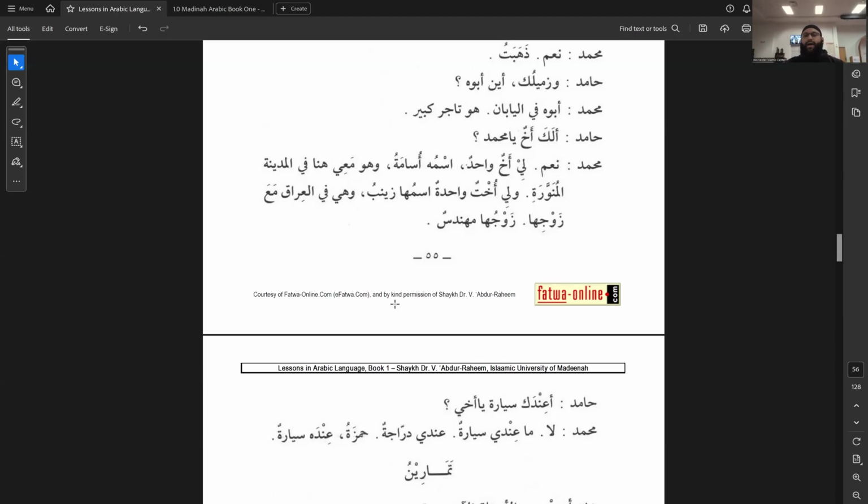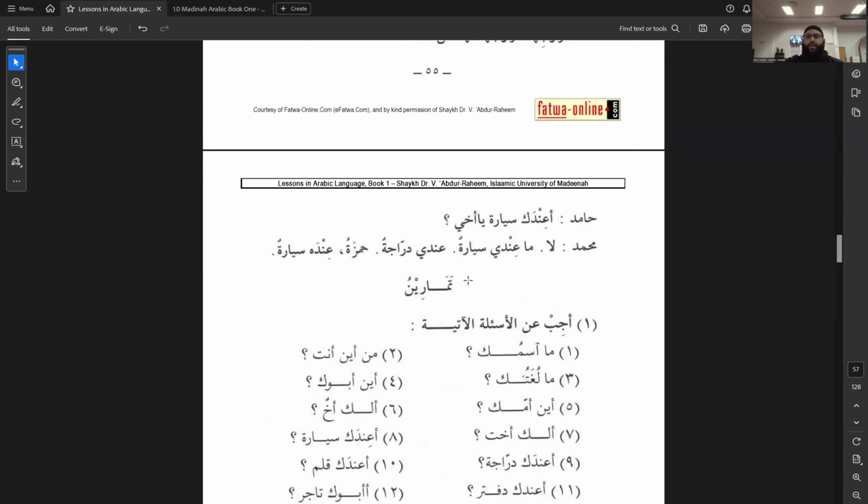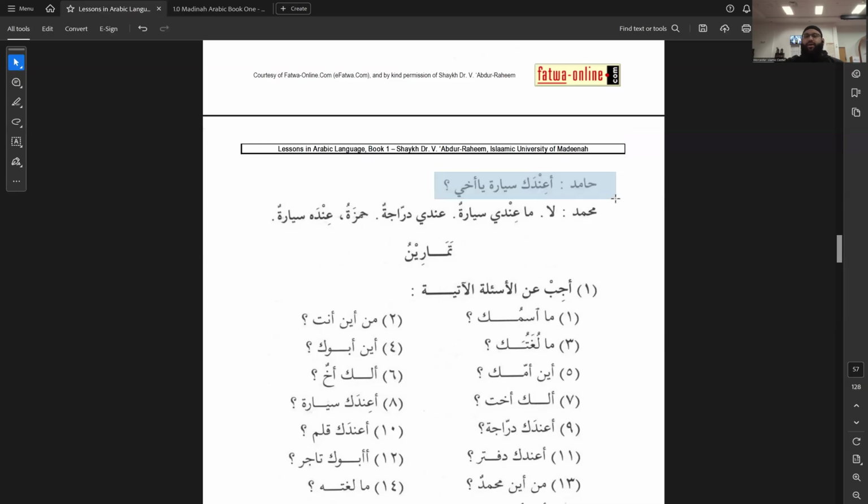وهي في العراق مع زوجها. زوج means husband. It could, yes, زوج in classical Arabic is both husband or wife. It means spouse. But here, because you're talking about her, the sister, then it's husband. وهي في العراق مع زوجها. What does that mean? Good. And she's in Iraq with her husband. زوجها مهندس. Muhandis means engineer. Her husband is the engineer. Perfect. Then he responds, أعندك سيارة يا أخي.